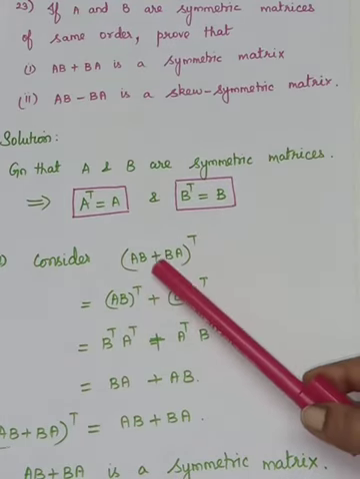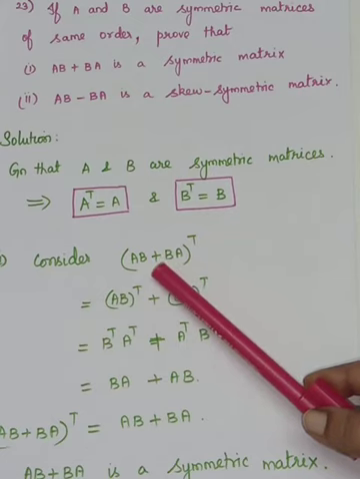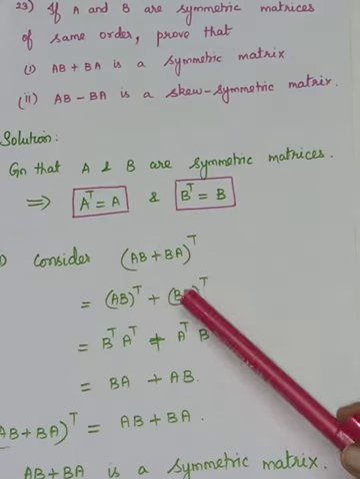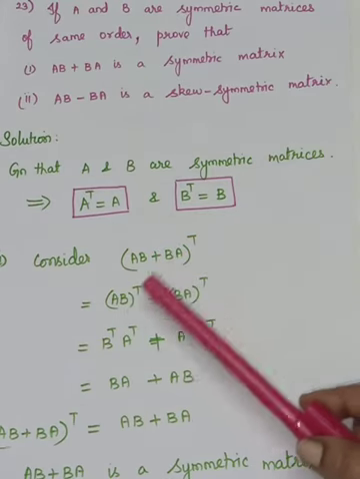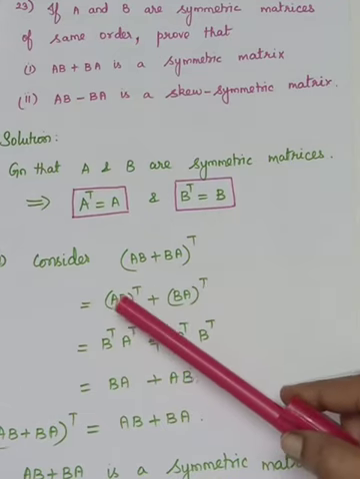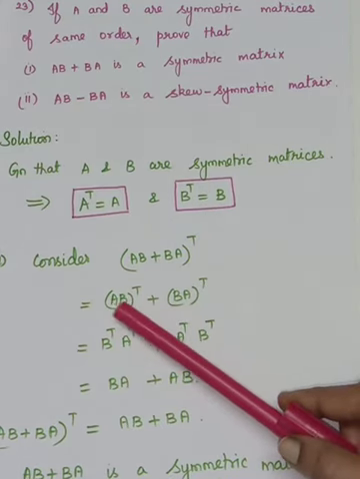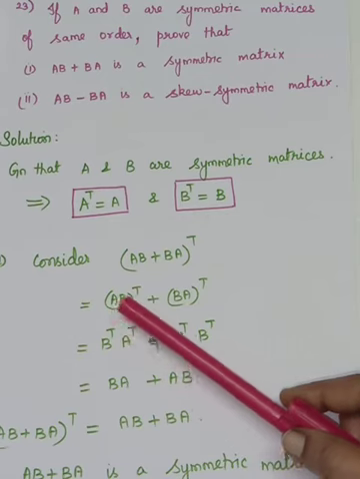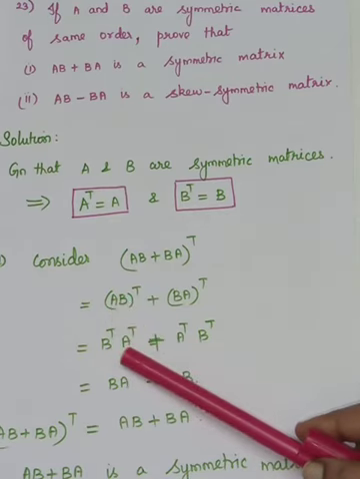So it's an addition. A plus B the whole transpose can be written as A transpose plus B transpose. So therefore AB the whole transpose plus BA the whole transpose. Here AB is a product, so you have to use the reversal law of transposes. Here it is B transpose A transpose.